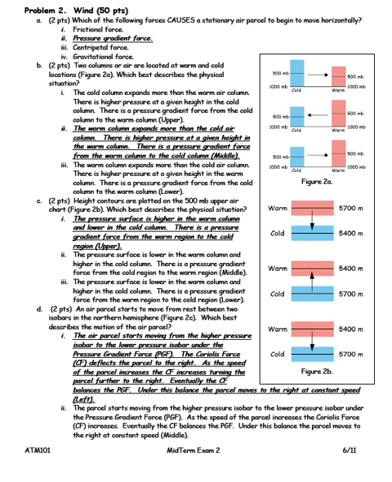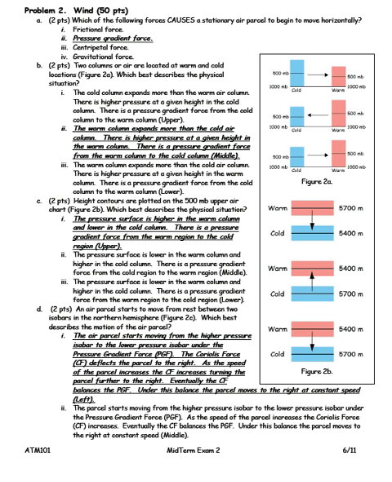Question B. Two columns of air are located at warm and cold locations, as shown in Figure 2a. Which best describes the physical situation? And the correct answer is the warm column expands more than the cold air column. There is a higher pressure at a given height in the warm column. There is a pressure gradient force from the warm column to the cold column.